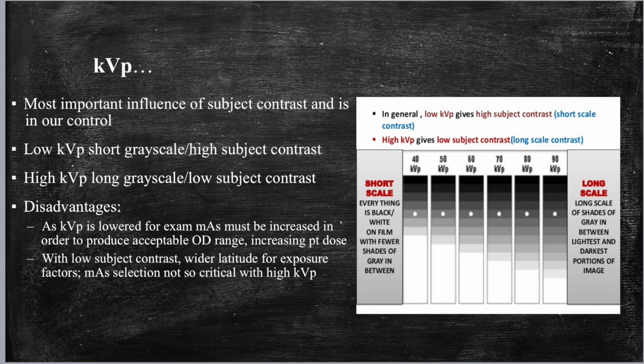KVP is the most important influencing factor for subject contrast, and it is controlled by the radiographic technologist. When using low KVP, a short grayscale with high subject contrast is produced. When using high KVP, a long grayscale with low subject contrast is produced. When the KVP is lowered for exams, the mass must be increased in order to produce acceptable optical density, but the patient dose is increased. With low subject contrast, there is a wider latitude of exposure factors. The mass selection is not so critical with high KVP.